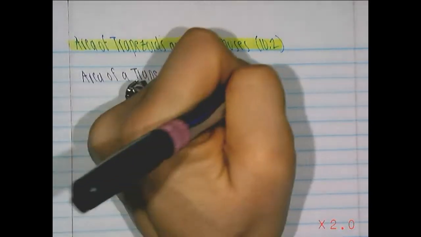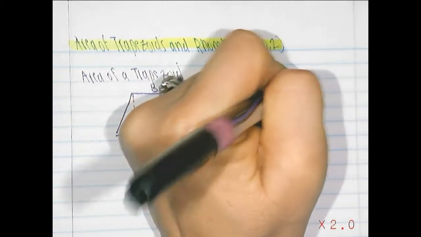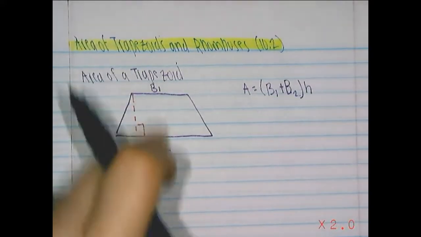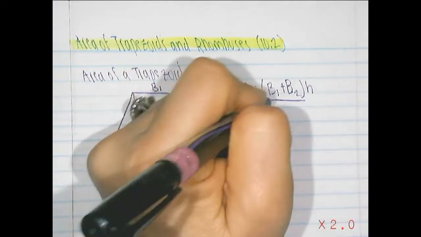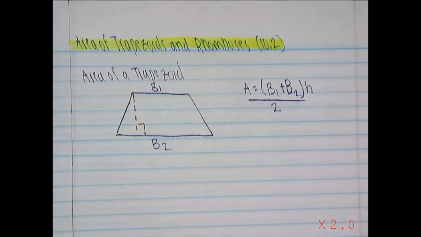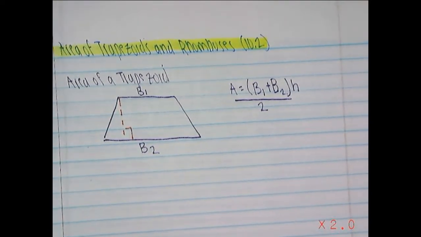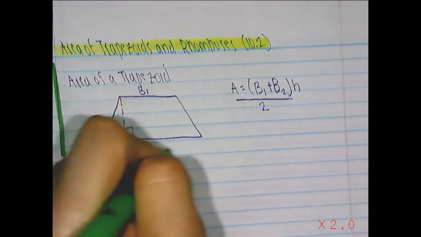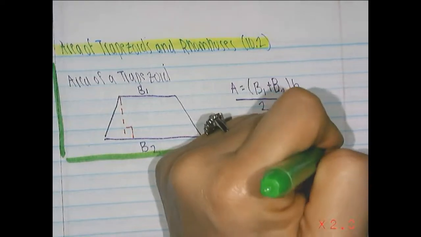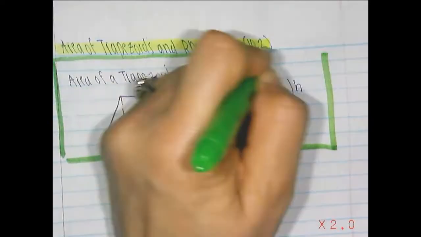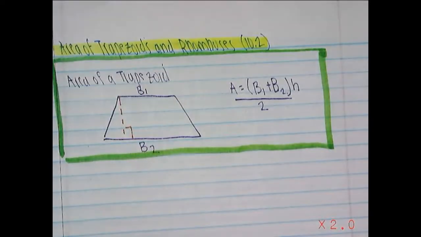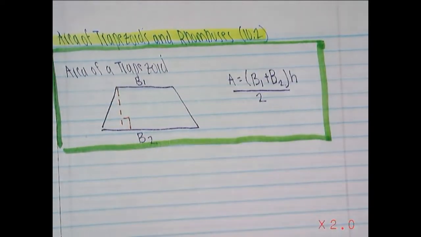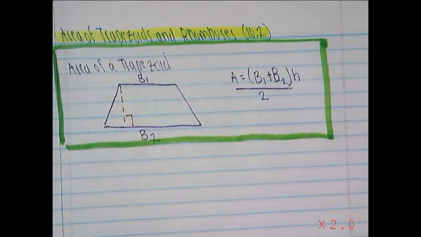We're going to take base 1 plus base 2, multiply it by the height. So we're going to take these two bases, add them together, multiply it by the height, and then divide by 2. All right, not too crazy. And to make it look pretty, we're going to put it in a nice green box. Yay. Green highlighter. Yes, it says base 1 plus base 2 times the height divided by 2.